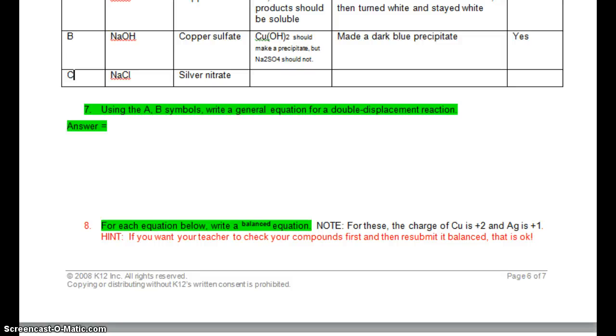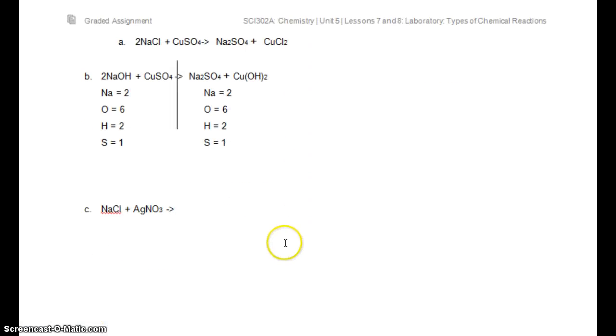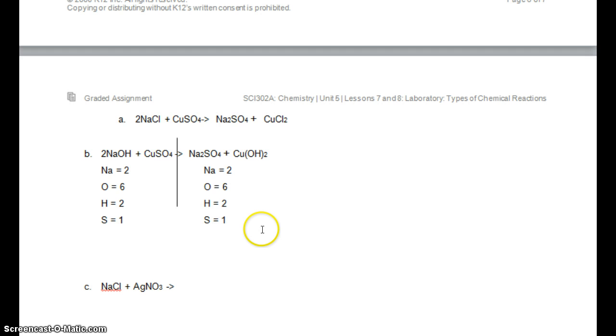All right, this is the last recording for the Unit 5 lab. So we have one more equation that we need to do. And it is NaCl, sodium chloride, plus AgNO3, silver nitrate. All right, so let's go through and do the charges.